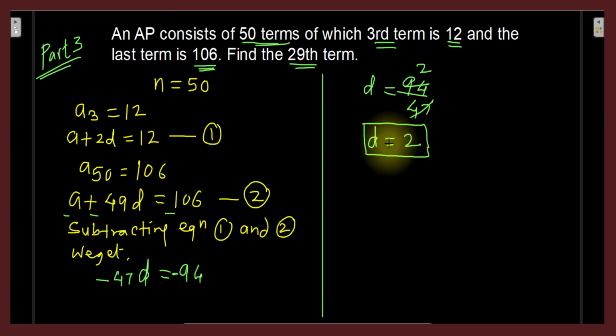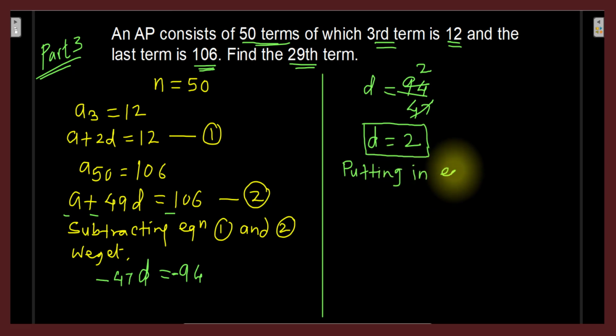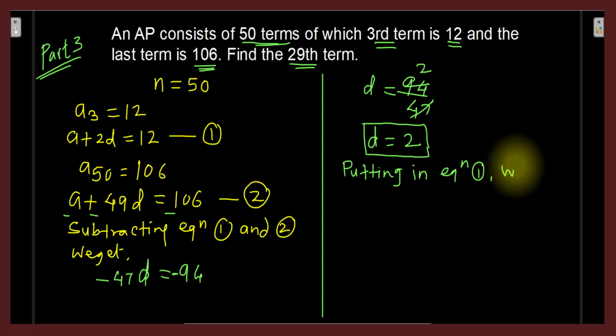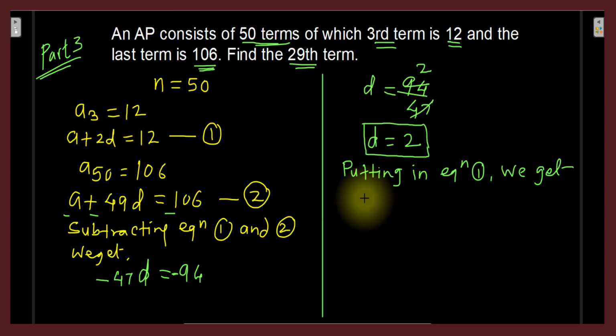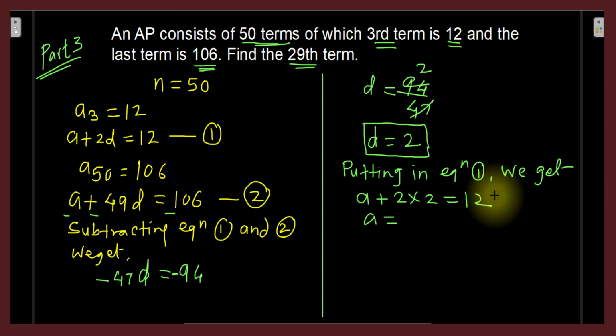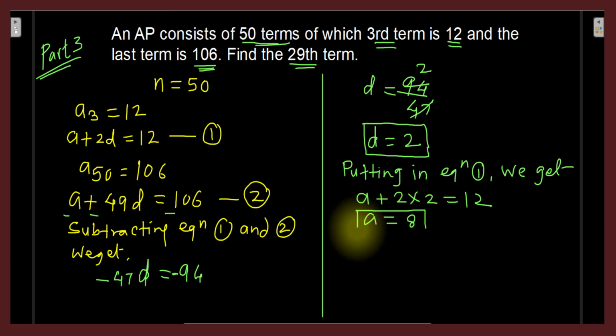Now if you put the value of D in equation number 1, you can find the value of A. So putting D as 2 in equation 1, we get A plus 2 into 2, that is 2 multiplied by 2, which is equal to 12. So A plus 4 is equal to 12. If you take 4 to this side, it will be 12 minus 4, which is 8. So you have got the value of A. This is the second important step you have completed, and therefore highlight this. So A is equal to 8.